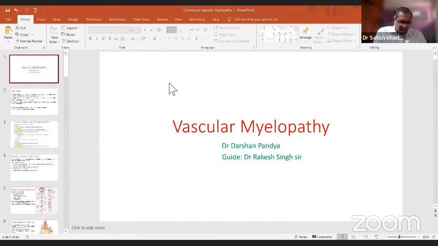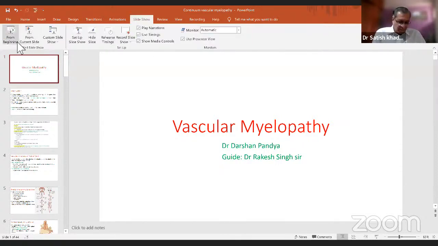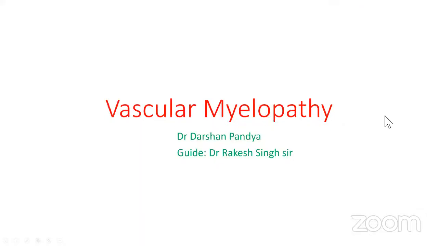So, vascular myelopathies. Again, Darshan, because Chandrasekhar had to go, and Junior Rakesh. Rakesh, are you there? Yes, I'm around. Great. So Darshan, you want to start?